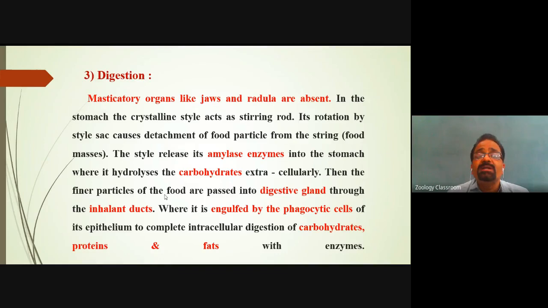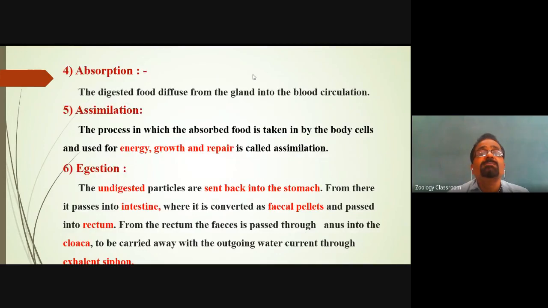Then fine particles of food are passed into the digestive glands. बघा, नॉन ग्लँड्युलर डक्ट, परत स्टमक मधून स्टमकच्या भोवती असलेली सराउंडिंग डायजेस्टिव्ह ग्लँड. The digestive gland is surrounding the stomach, but the ducts are there which carry the food particles into the gland through inhalant ducts which are non-cellular, where it is engulfed by the phagocytic cells. मगाशी मी सांगितल्याप्रमाणे, intracellular digestion of carbohydrates, proteins and fats with the help of enzymes takes place. So the process of digestion is completed. Absorption.